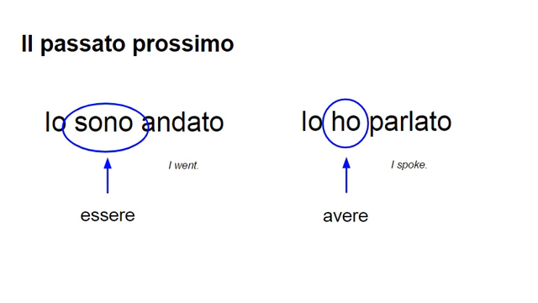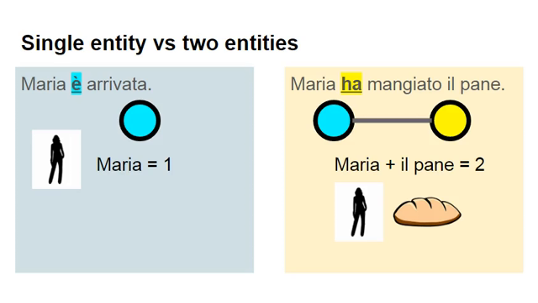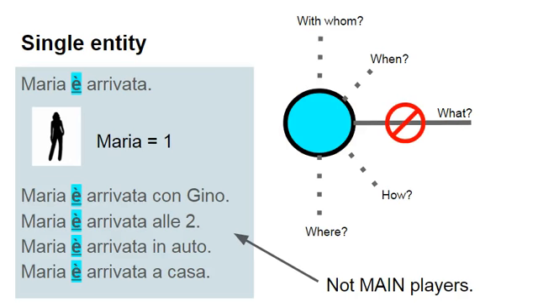If you remember, we saw these slides in the previous module, while we were studying the differences between essere and avere. So you see that Maria è arrivata, so we have a single entity with essere, with to be, which is in light blue, and to the right we have avere, Maria ha mangiato il pane, which is a double entity, Maria and the bread. There's a single entity when we have, for example, Maria è arrivata. There's just Maria, so we don't consider other main players, other types of added information that you can add to the structure. So we cannot answer the question what. This is the classical definition of intransitive verbs.